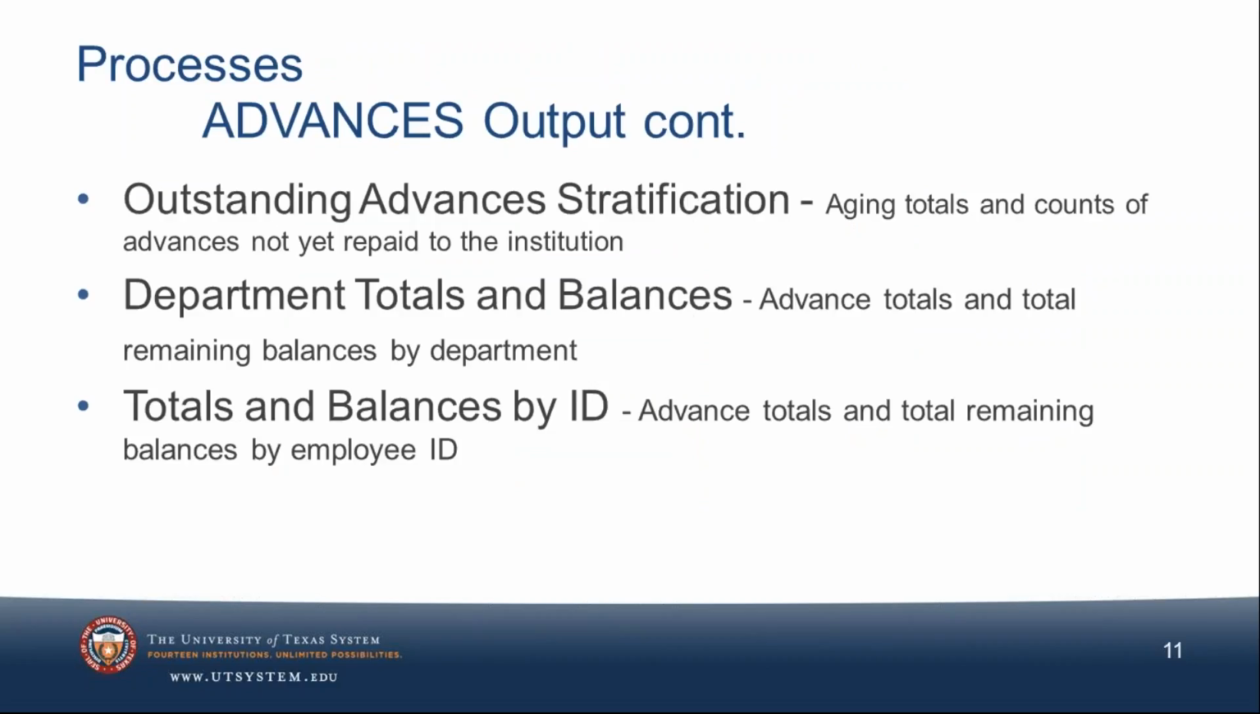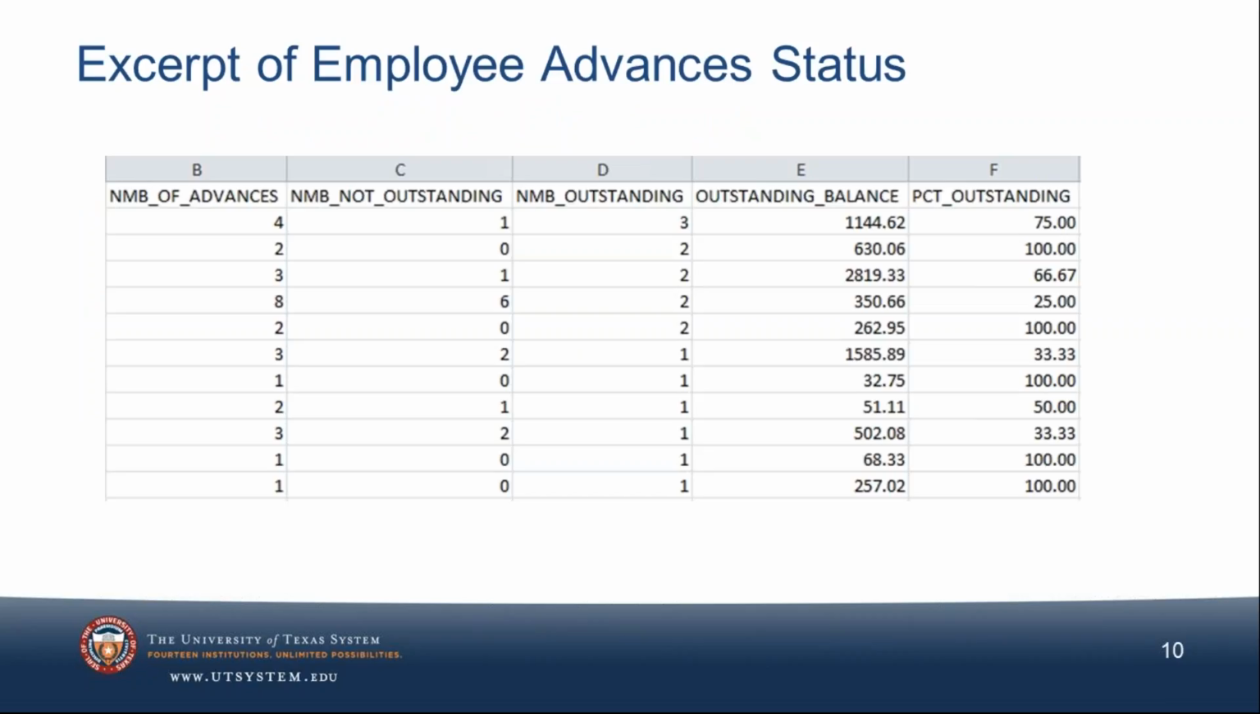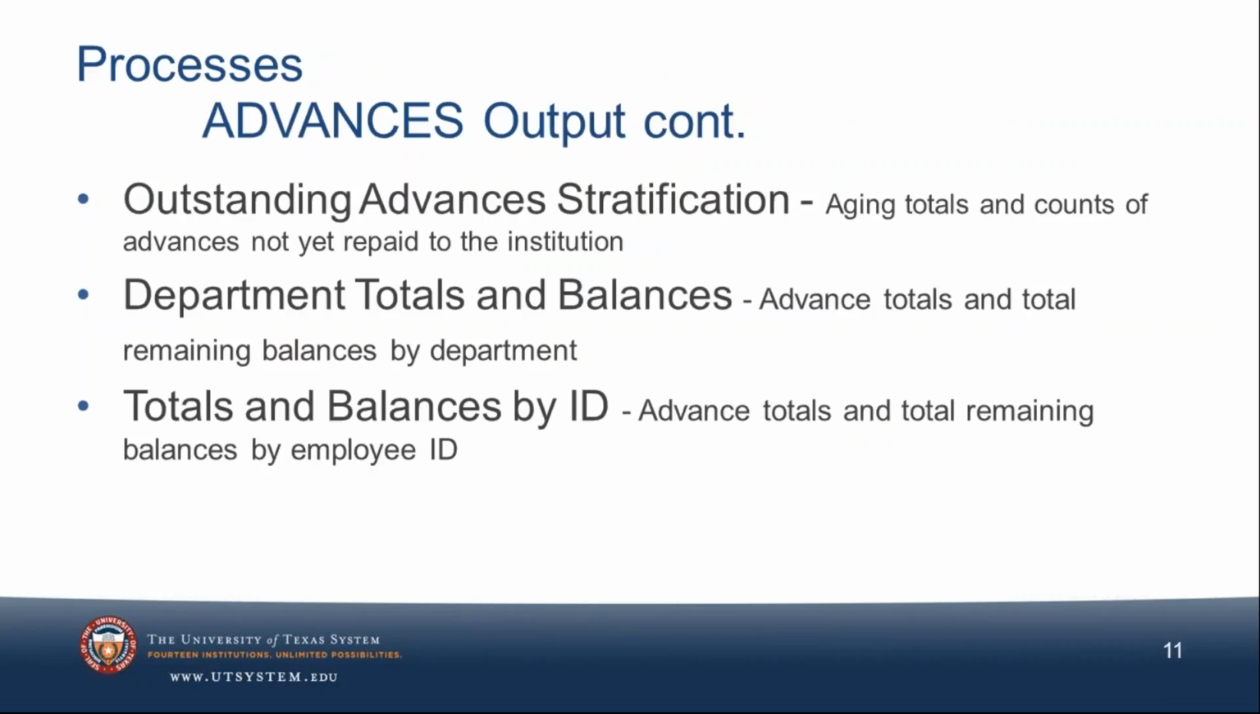In addition to those two reports, we also have the outstanding advances stratification. I can see an opportunity to make this tool a little bit better, to include some of this stratification information in the previous employee advance status report. For example, maybe have something about the oldest advance that they have that hasn't been paid, or the highest amount of their advance that hasn't been paid, if they have multiple. But this stratification will show you aging totals and counts of the advances not yet repaid to the institution.